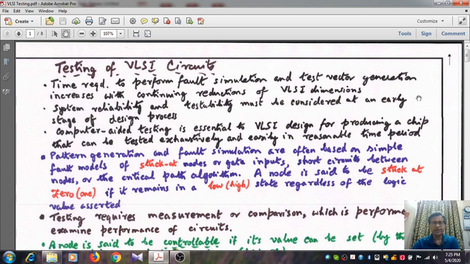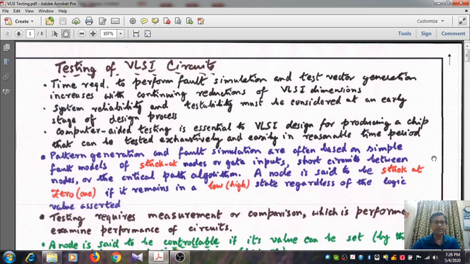Now the circuit complexity has risen day after day. The time required to perform fault simulation and test vector generation increases with continuing reductions of VLSI dimensions. There has been aggressive scaling, and so when we need to know whether a circuit is performing okay or not, the input vector to which the circuit is subjected should be designed very efficiently so that we can capture the actual fault occurring in a particular gate, in a particular combinational circuit. System reliability and testability must be considered at an early stage of the design process.